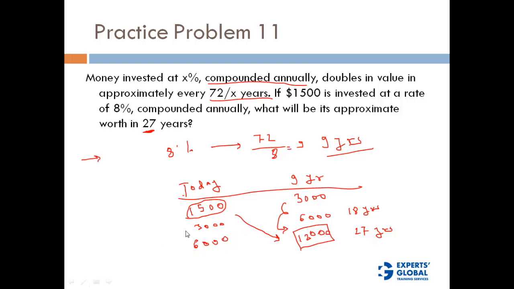It is going to increase by 8 times. That is because in 27 years there are 3 full 9-year periods, and every 9 years it doubles. So we are talking about 2 raised to 3, which is equal to 8. It is going to become 8 times.